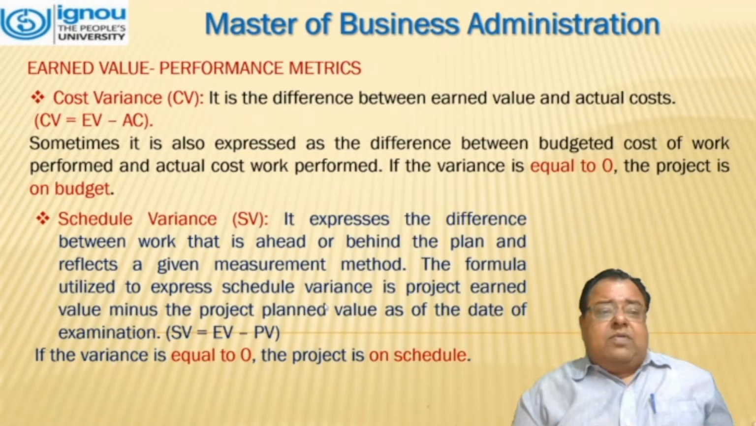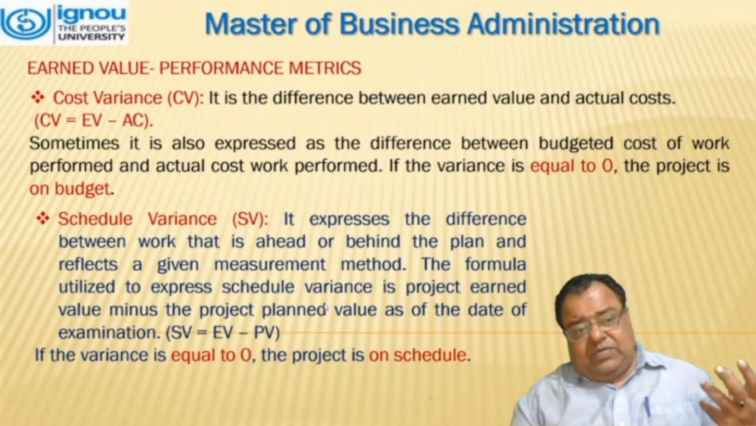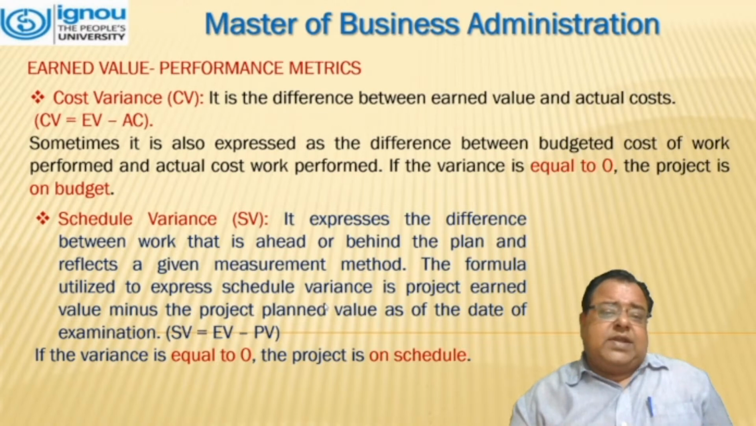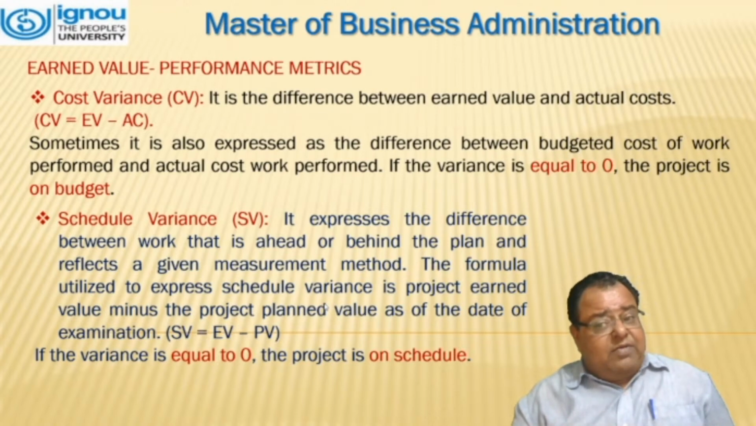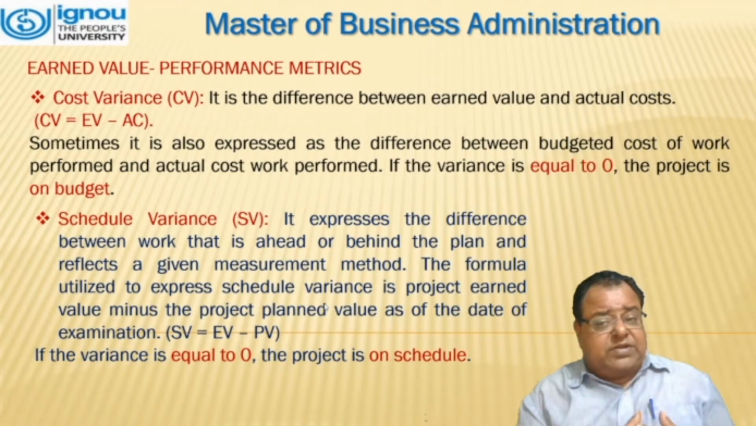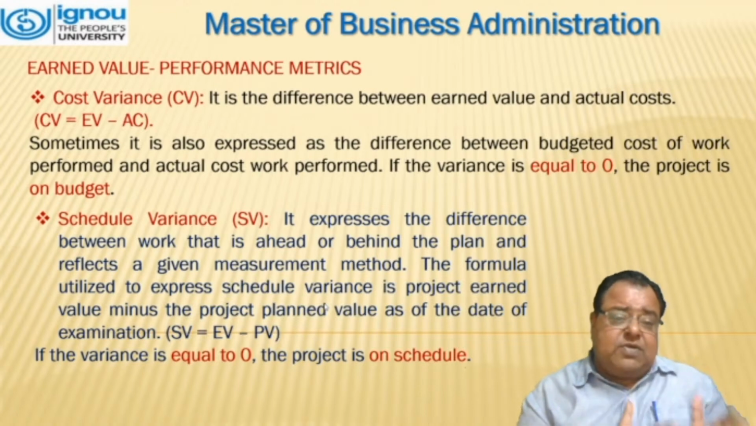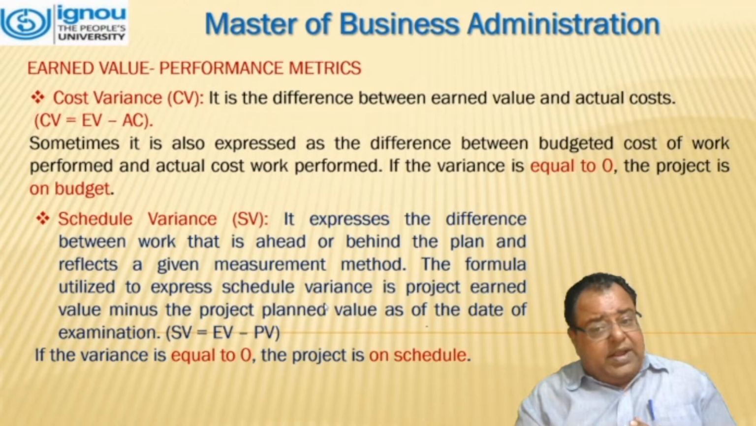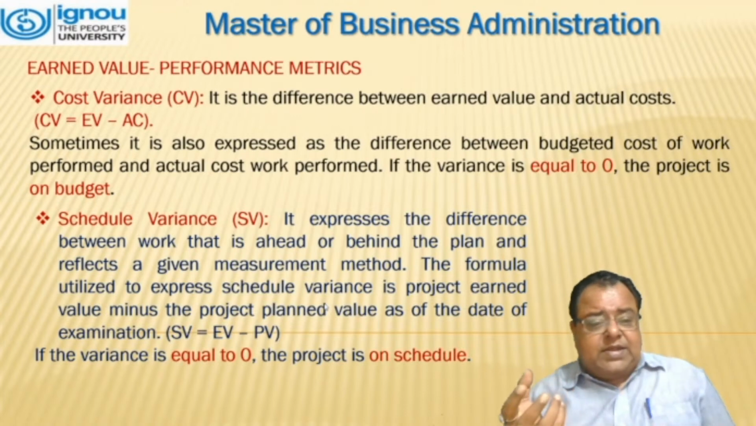Now, earned value and performance metrics. Cost variance is the difference between the earned value and the actual cost. That is, CV is equal to EV minus AC. Sometimes it is also expressed as the difference of budgeted cost of work performed and the actual cost of work performed. If the variance is zero, the project is on budget. Similarly, schedule variance as well.